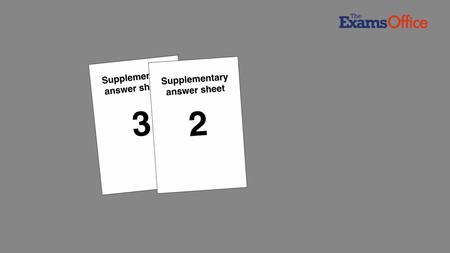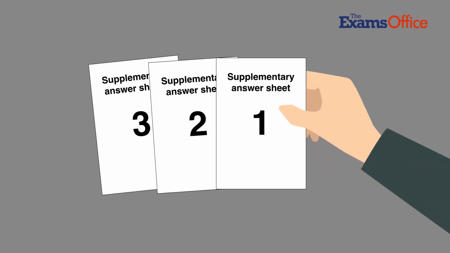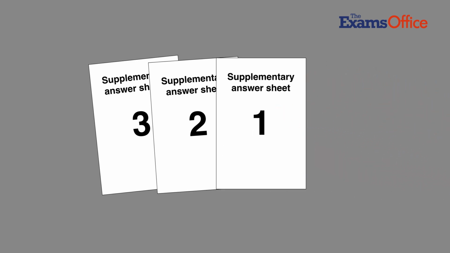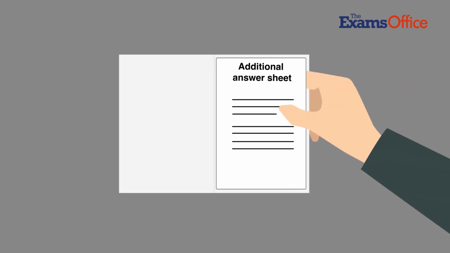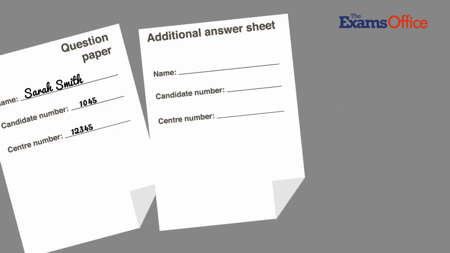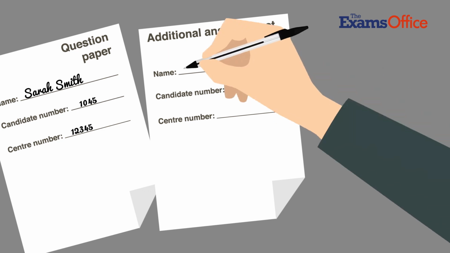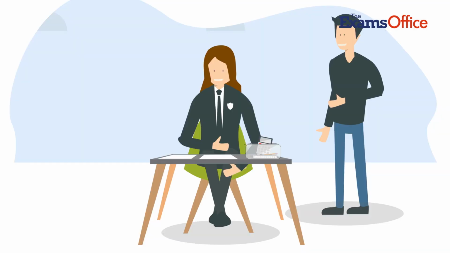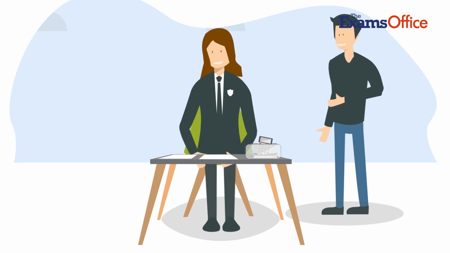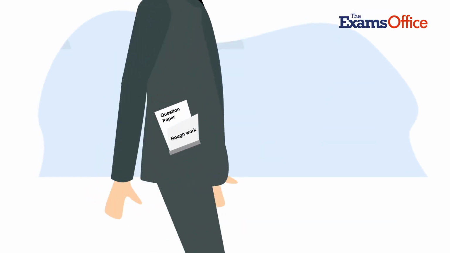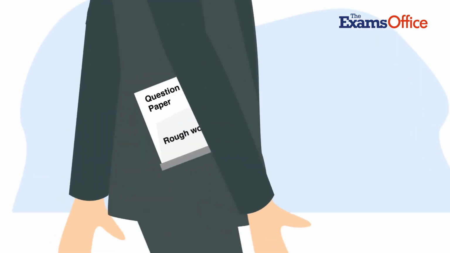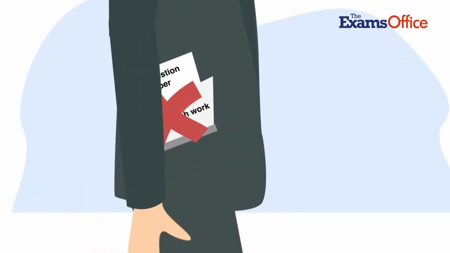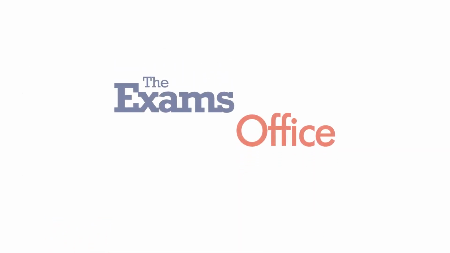At the end of the exam, if you've used more than one answer booklet and/or any supplementary answer sheets, place them in the correct order. Place any loose additional answer sheets inside your answer booklet. Make sure you add your candidate details to any additional answer sheets that you use. Do not leave the exam room until told to do so by the invigilator. Do not take from the exam room any stationery. This includes the question paper, answer booklets, used or unused, rough work, or any other materials provided for the exam.